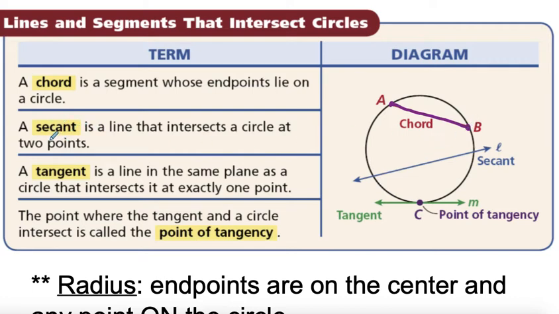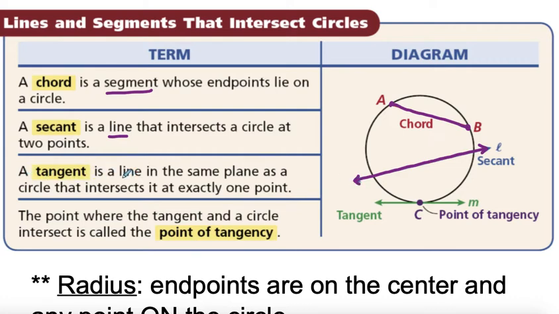A secant, on the other hand, is kind of similar to a chord, but this one is a line that intersects a circle at 2 points. So this one was a segment, this one's a line. And so we see that here. This is a secant, and it has arrows on both sides, and so that's what makes it that. It's still intersecting at 2 points, just like the chord, but it's continuing forever on both sides.